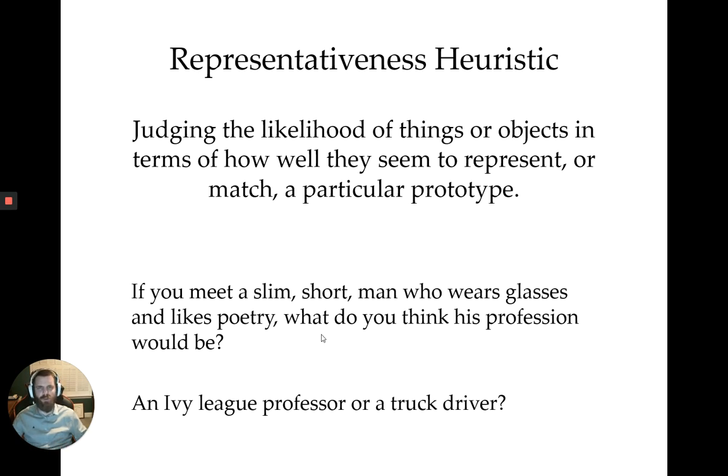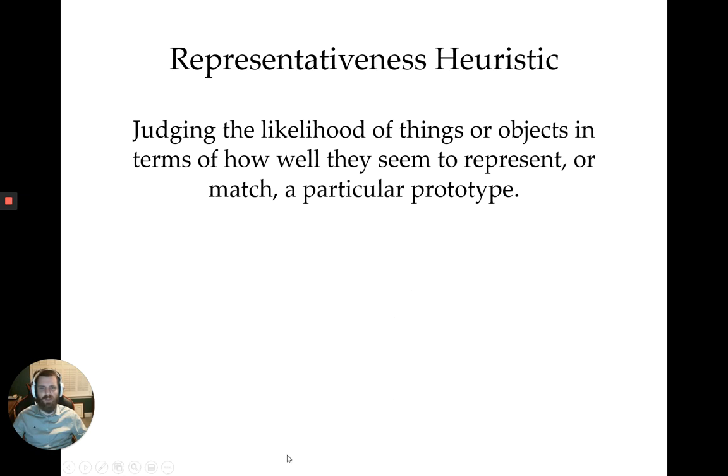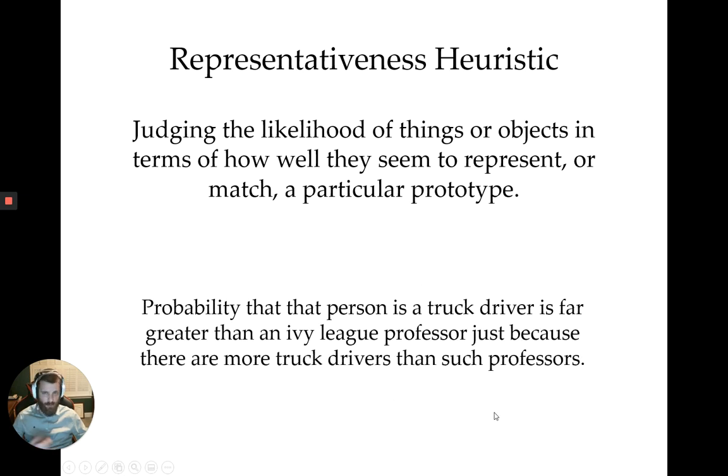What is the prototype here for a professor or a truck driver? Now, it might surprise you to know that the actual answer here is that this is describing a truck driver. There's way more truck drivers than there are Ivy League professors. And so the probability that the person is a truck driver is actually far, far greater than the professor just because there's so many more. But again, prototype and representative heuristic is impacting how you evaluate this probability.